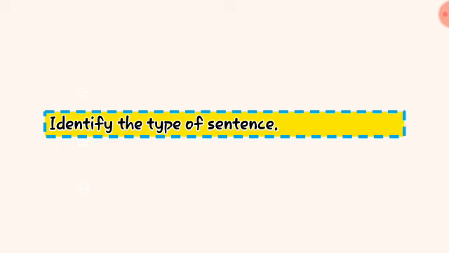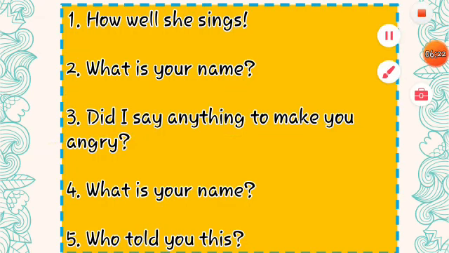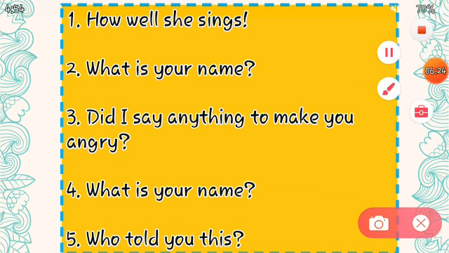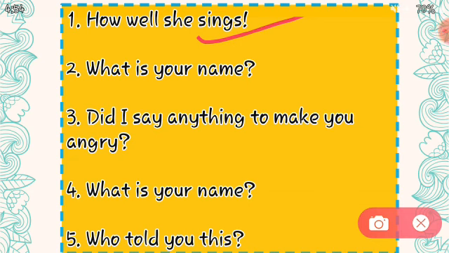Now, friends, learners, we are in a condition to identify the types of sentences. So, in the next slide, I will show you some sentences. You are supposed to find out the types of sentences. Number one, how well she sings! Of course, as you can see, it ends in an exclamation mark, so it is an exclamatory sentence. Number two, the sentence ends in a question mark and asks a question. It is an interrogative sentence.